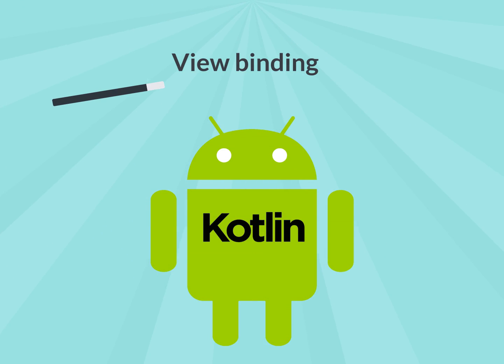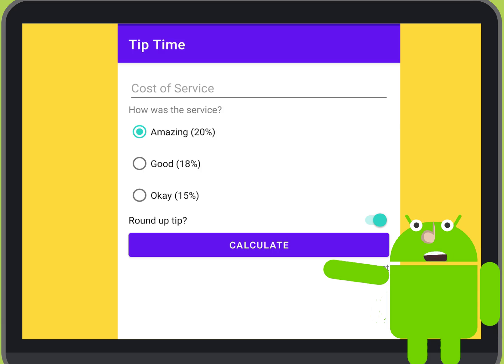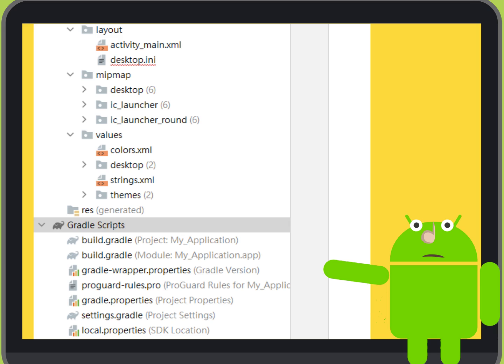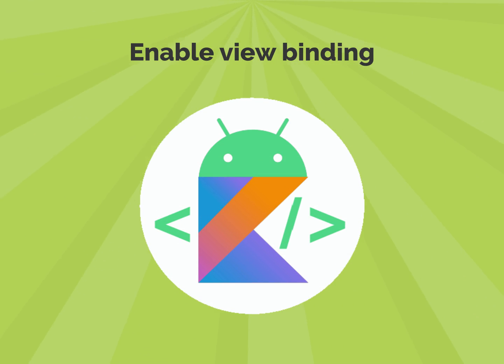View binding. To calculate the tip, the code needs to access all interface elements to read the user's input. You need to enable view binding for your application in Gradle and make some code changes. Enable view binding.